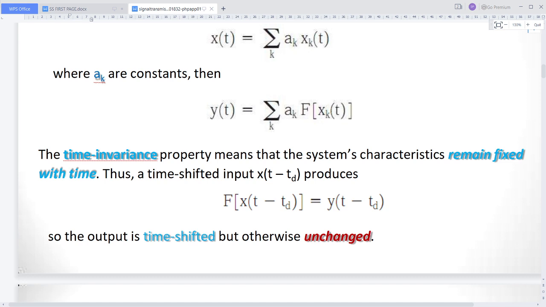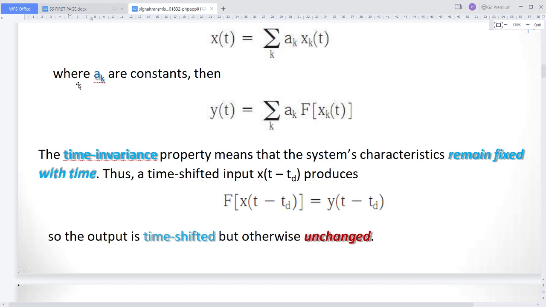Then we go to the time invariant system. Time invariant means if we give a time shift in the input, and the same time shift follows in the output also, that system is named a time invariant system. The time invariance property means that the system characteristics remain fixed with time. Thus the time shifted input x of t minus t_d, this is a delay, produces the same time delay in the output.